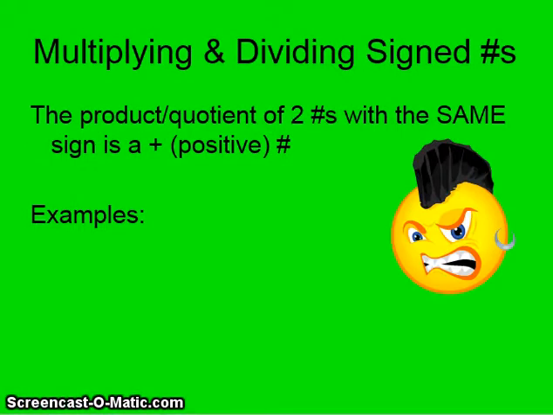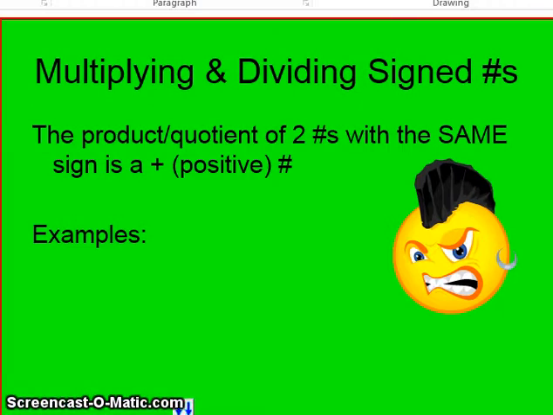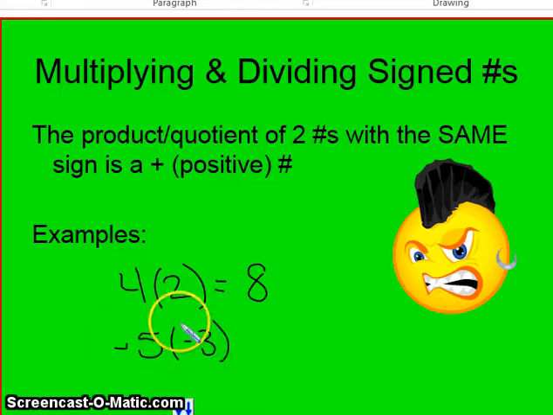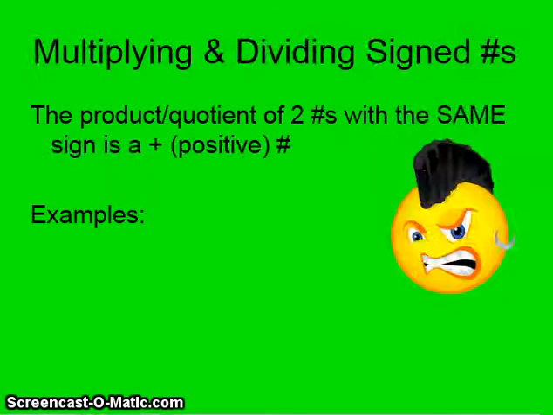Now some rules about multiplying and dividing signed numbers. The first rule is that when you're dividing or multiplying two numbers with the same sign, your answer will be a positive number. So anytime your signs match, your answer is going to be positive. For example, if I multiply +4 times +2, these are both positive, so my answer is +8. If I multiply -5 times -3, my signs match, negative times a negative, and my answer is +15. Anytime they have the same sign, your answer will be positive.